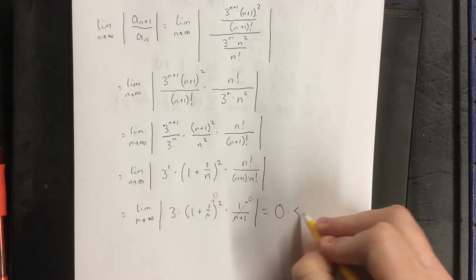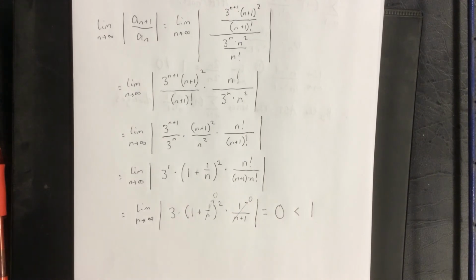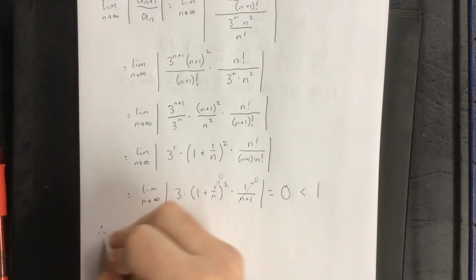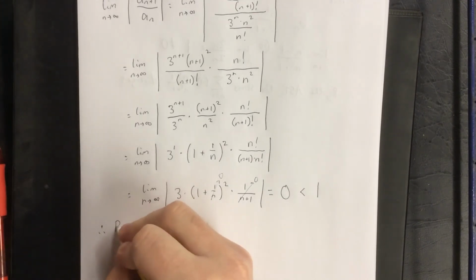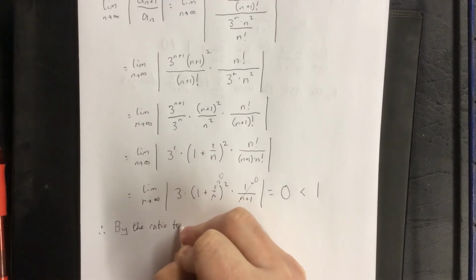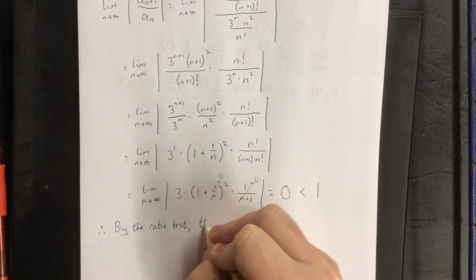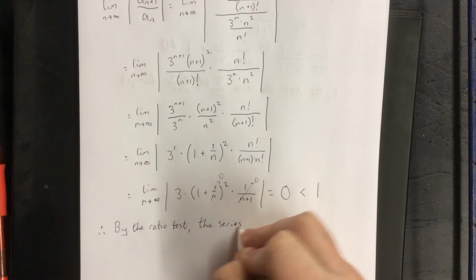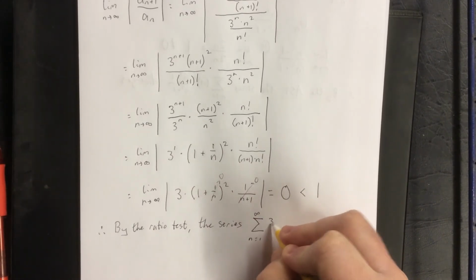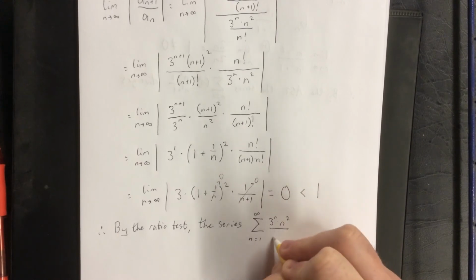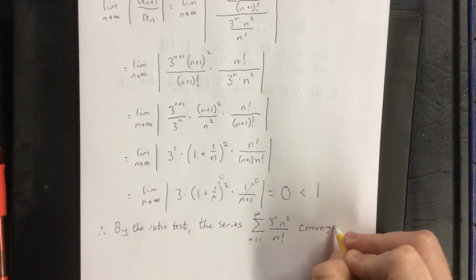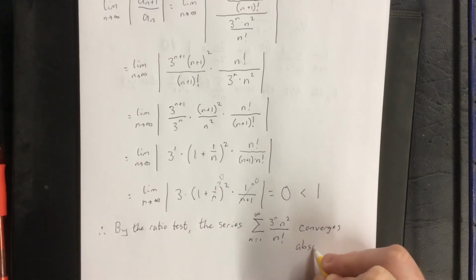Now according to the ratio test, as long as this number is not equal to 1, we can draw a conclusion about this. The conclusion that we can draw, therefore, by the ratio test, is that the series sum from n equals 1 to infinity of 3 to the n times n squared over n factorial converges absolutely.